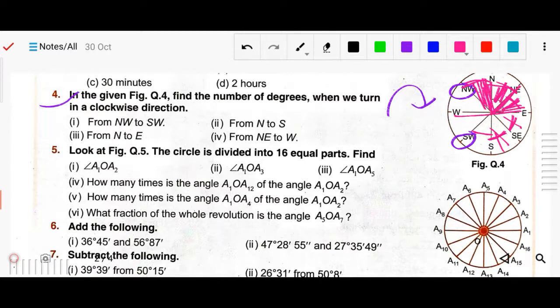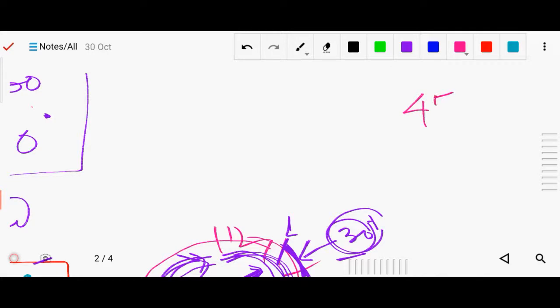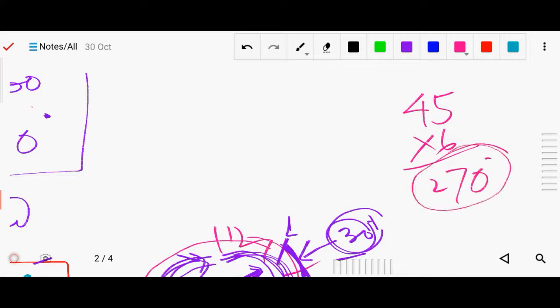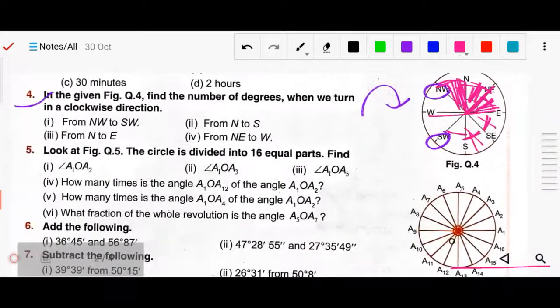Okay, so don't confuse. So now you can do it here for this question number 1. You can do simply 45. Now how many parts is it covering? Total is 6, so 45 multiplied by 6, so you will get 270. So the answer will be 270 degrees. Understood? Now similarly some more questions you can see.